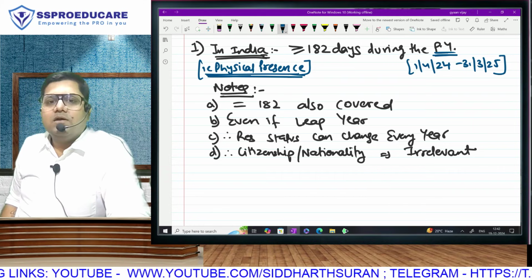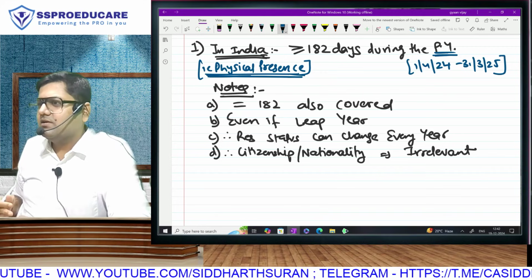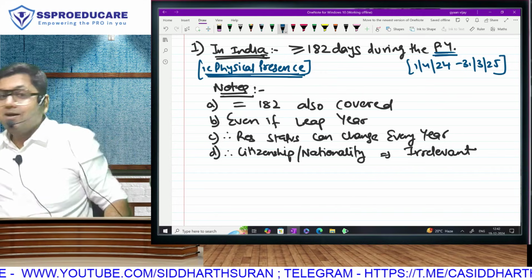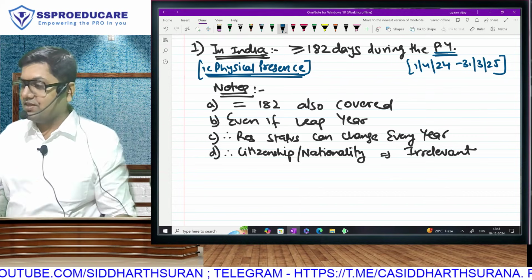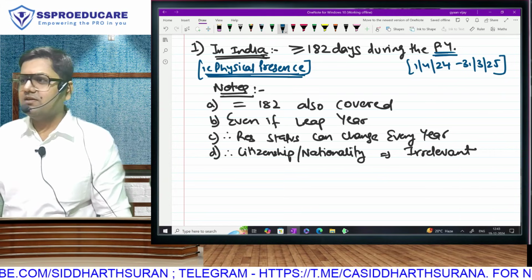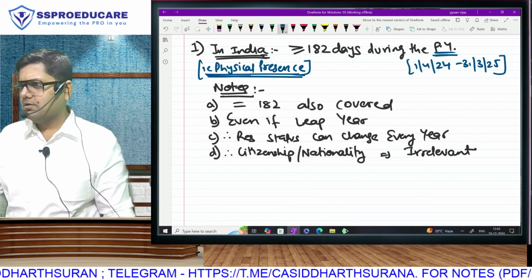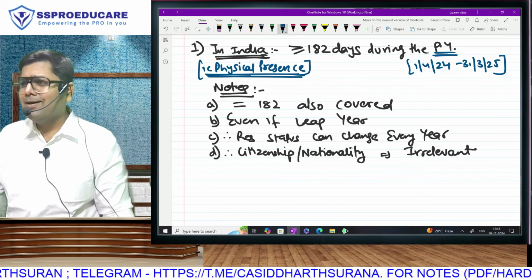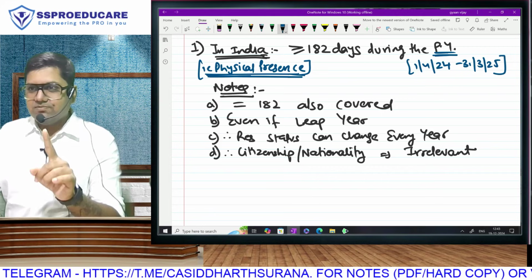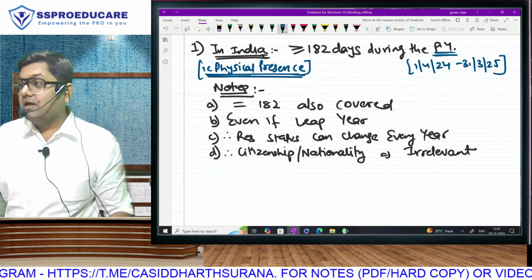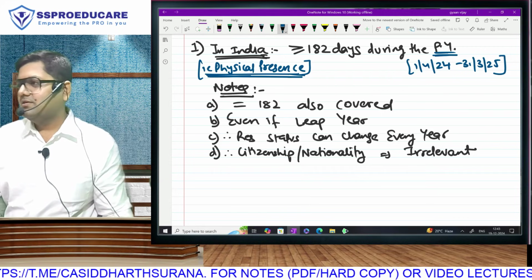For example, I think they are divorced now, but Hardik Pandya, the Indian cricketer, got married to this lady called Natasha. Natasha is from which country? Serbia. Not India, no. But if she has married and settled here and spent 182 days in the financial year, Indian income tax law will consider her resident.